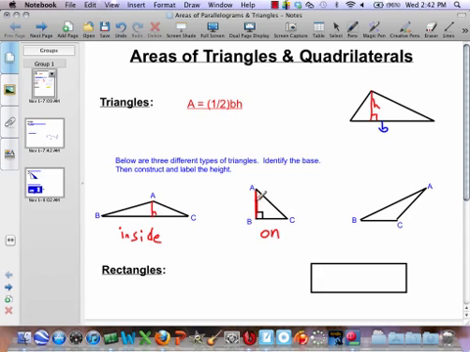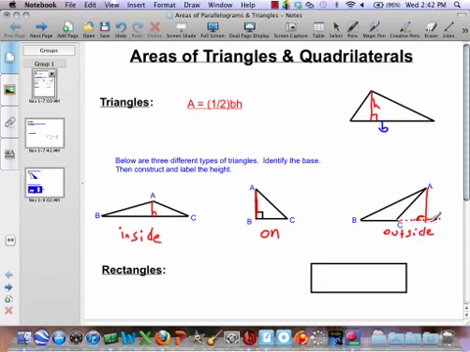Well, what do you do with that last one? Connor? Outside. Yeah, your height's actually going to be outside the triangle. And you got to think about it, taking BC, we're going to extend the base. And so our height is actually this distance outside the triangle.